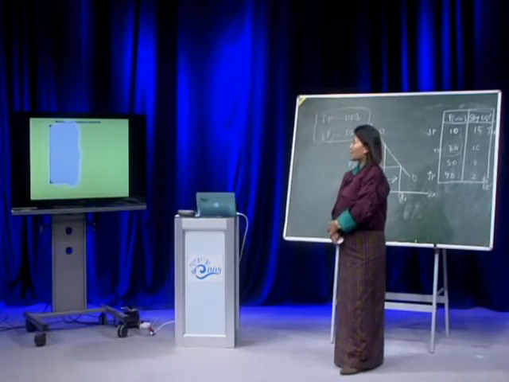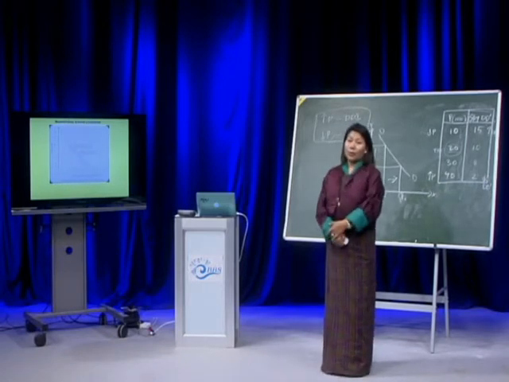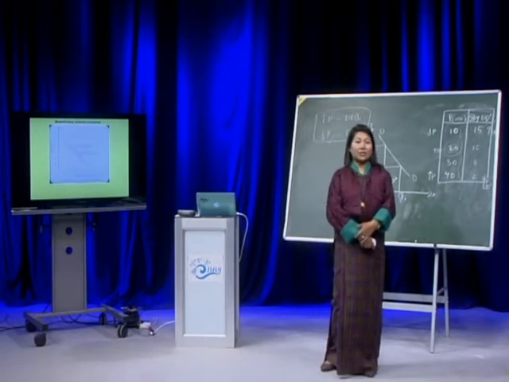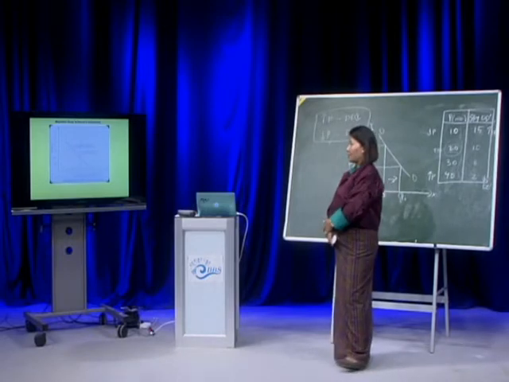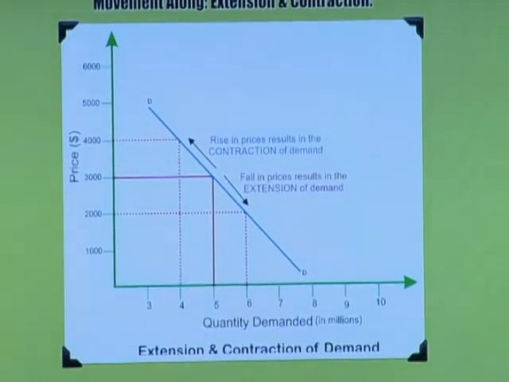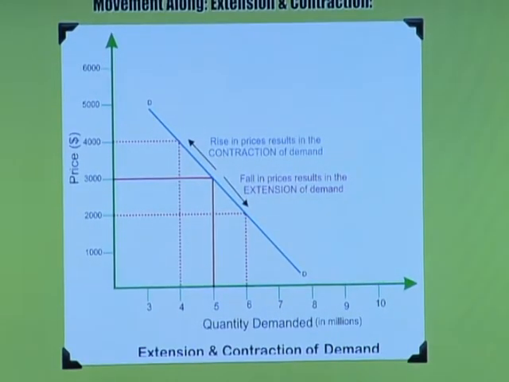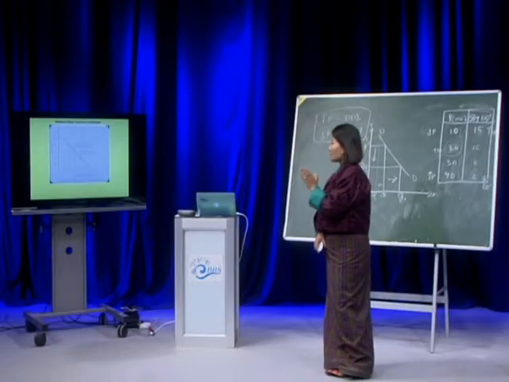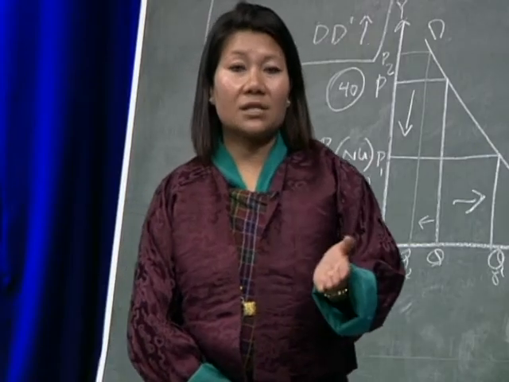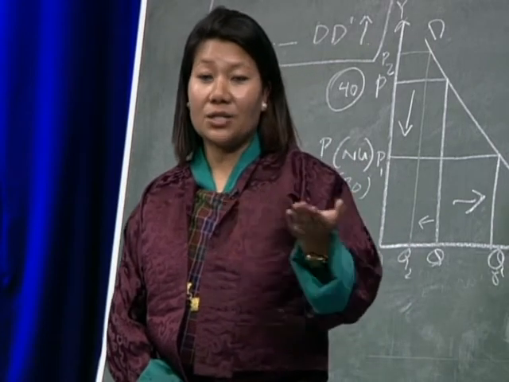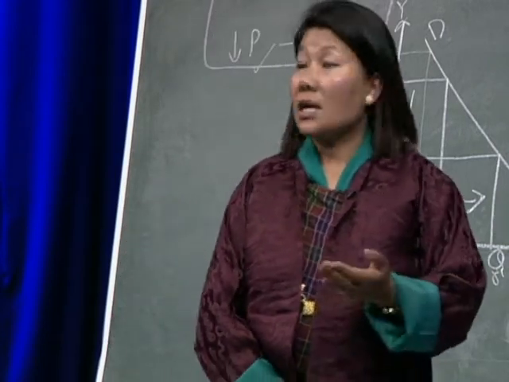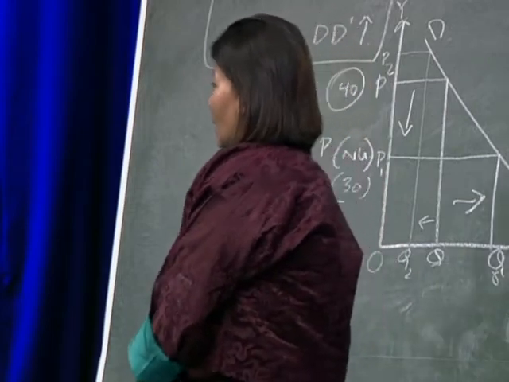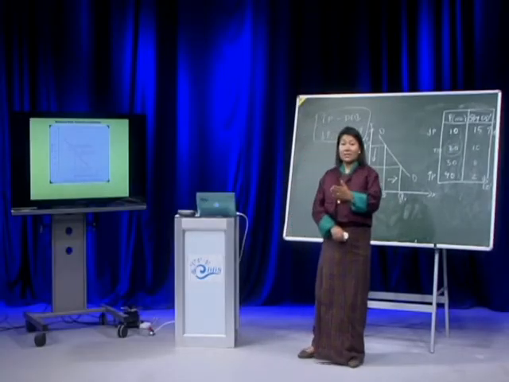Movement along, as I mentioned earlier, is of two types. It's extension and contraction. We're going to be using a graph here to understand extension and contraction of demand. The literal meaning of the words given here is very important for us. We need to break down these words. By extension, what do we understand? Extension or expansion, in other words. Extension means there will be an increase in demand.